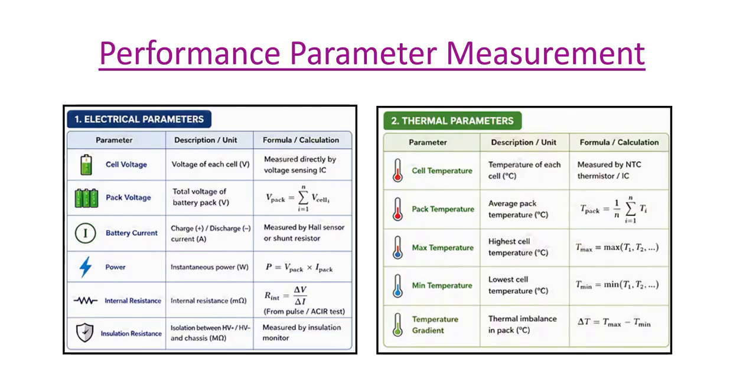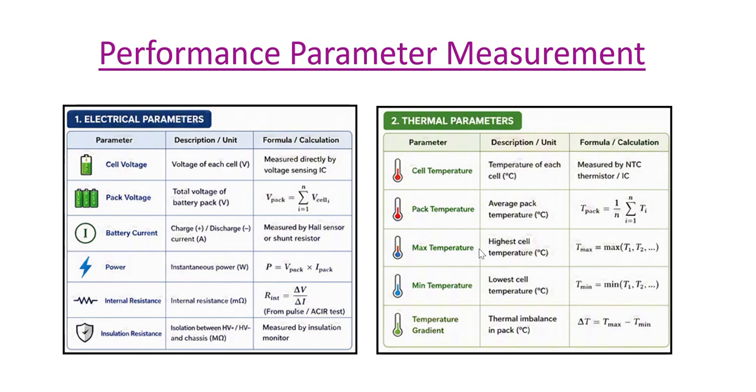Next one is thermal parameter. So in thermal parameter, the cell temperature decides the overall pack temperature, which is the average temperature of all cells. So the maximum temperature and minimum temperature help identify the hottest and coldest cells inside the battery pack.